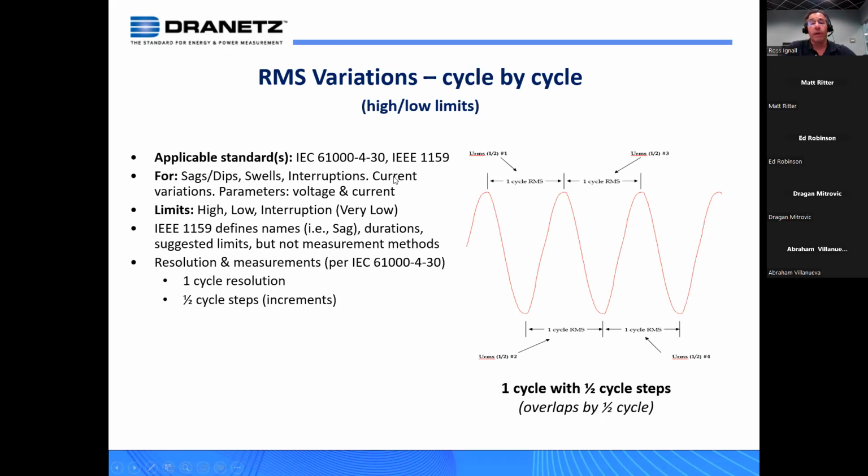These are also current variations as well. The same triggers are used except for interruption, but there's no names. There's no current sag. There's no current swell. So when you see these names, sags, dips, swells, interruptions, these are implied to be applying to the voltage only, but current is measured in the exact same way if your meter is compliant with at least edition 3 of 61000-4-30. That's when they introduced measuring current really in the same way that voltage is measured. And that goes to that resolution that we're going to talk about in a few minutes.